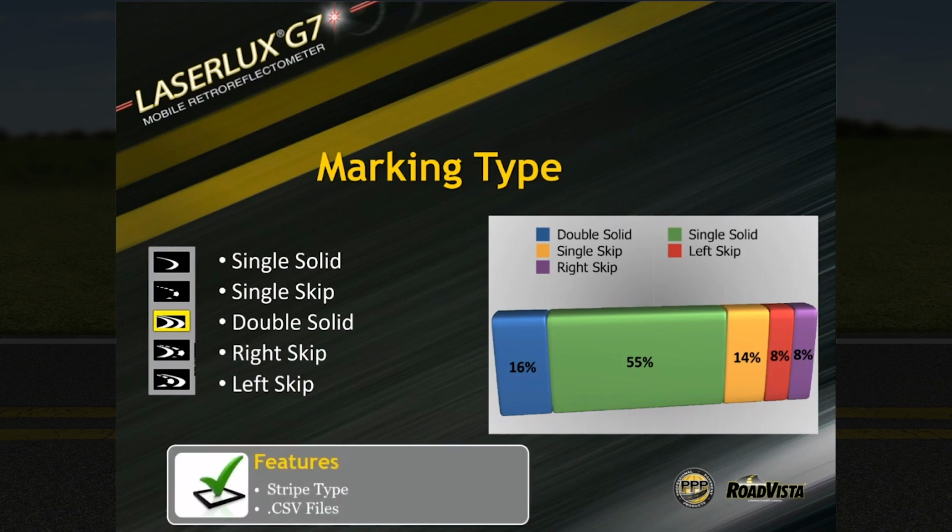Right, so on this one, again, you're using those big buttons for the stripe type, easy to change out when you're changing from one stripe to another. And again, this is going to be one of the columns on your CSV file.